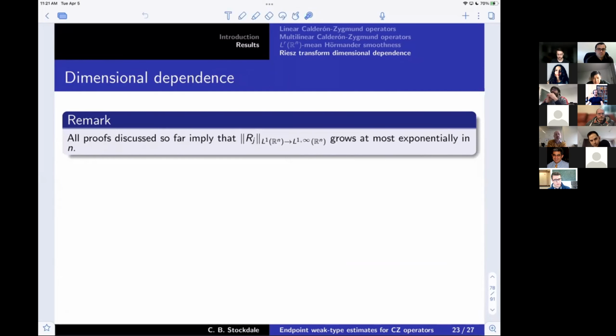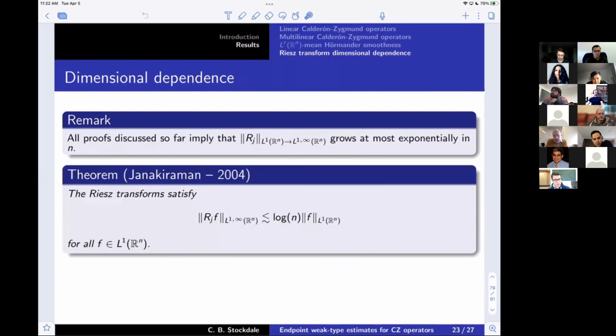All the proofs that we discussed so far show that this constant is going to depend at most exponentially. So we'll get something like the square root of n to the n power. So that's really bad dependence, right? It's going to grow really large in n. That can be improved. In 2004, John Ackerman proved that exponential dependence can be reduced, and you can actually put just a logarithm here.